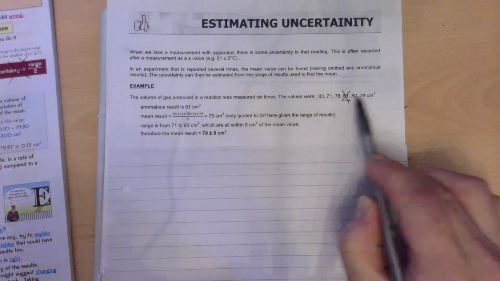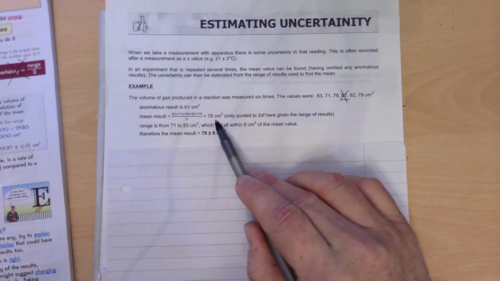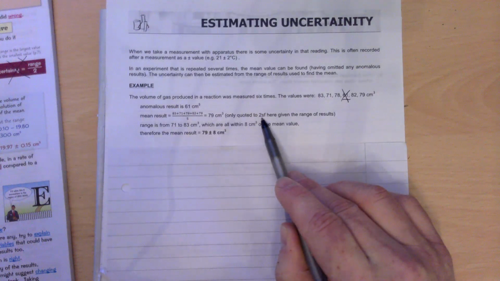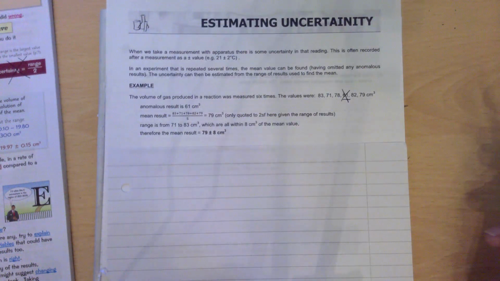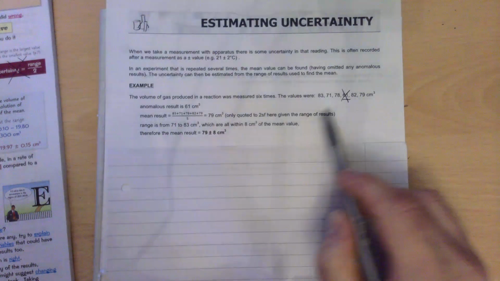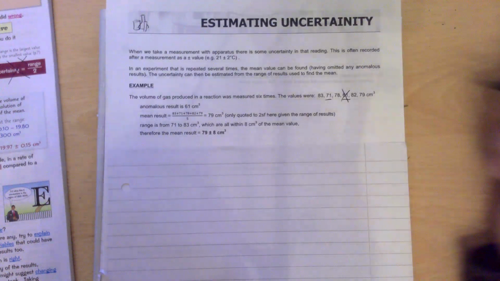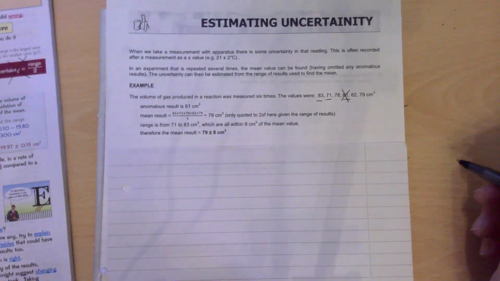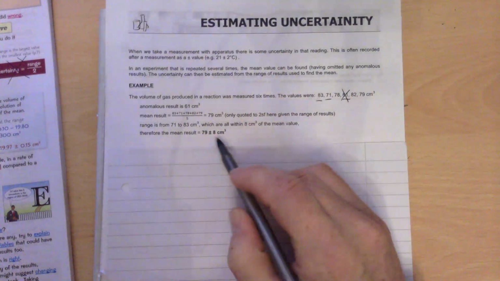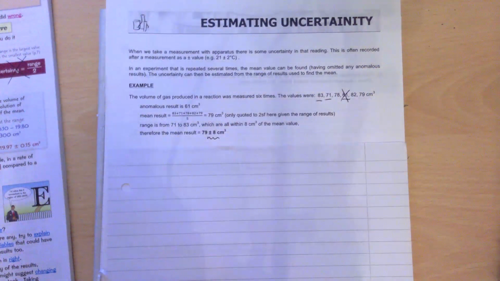So these 5 data points are added up, divided by 5, and you get 79 centimeters cubed, and it's appropriate to round it to 2 significant figures because all of the input data is 2 sig figs. Okay, so the range then: the lowest number is 71 and it goes all the way up to 83, so that's your range, and the mean is 79. So how do you work out this value here, the uncertainty?